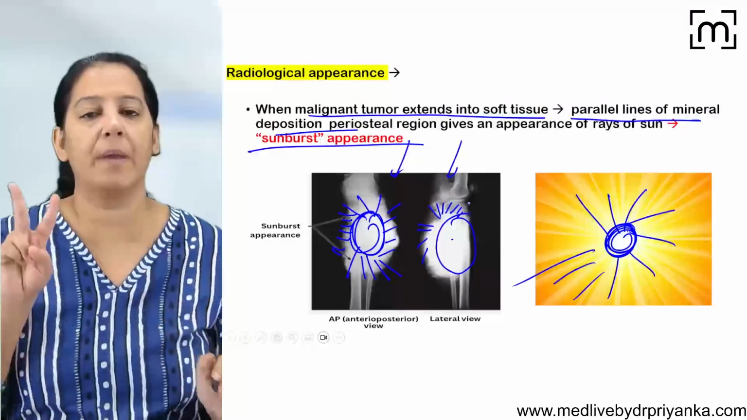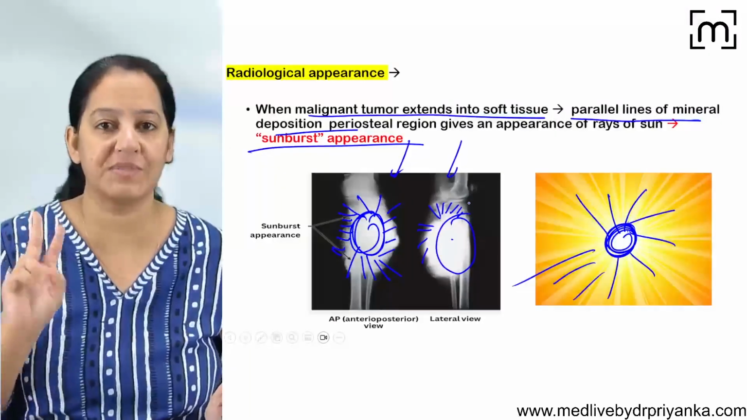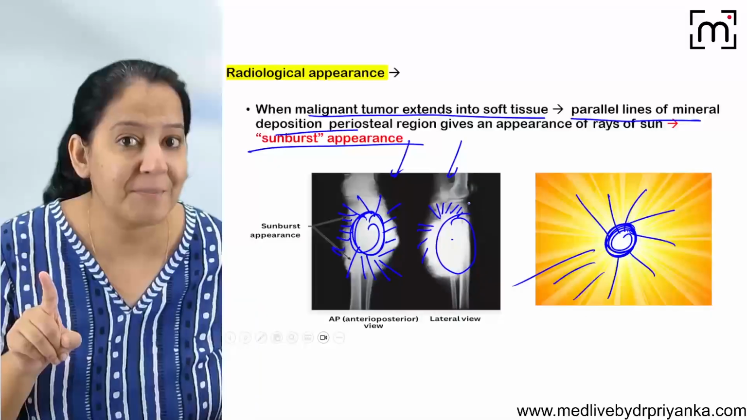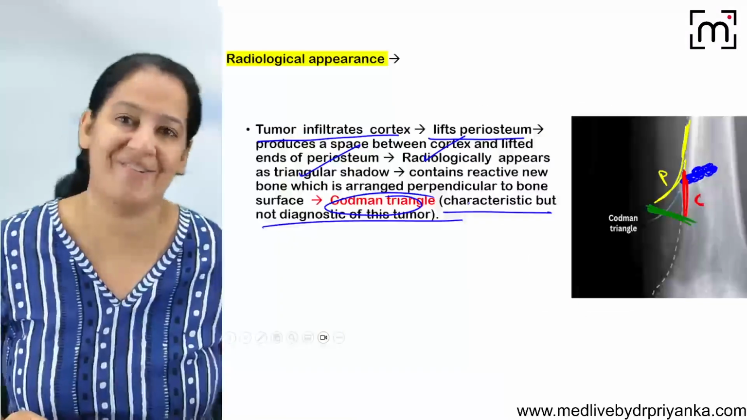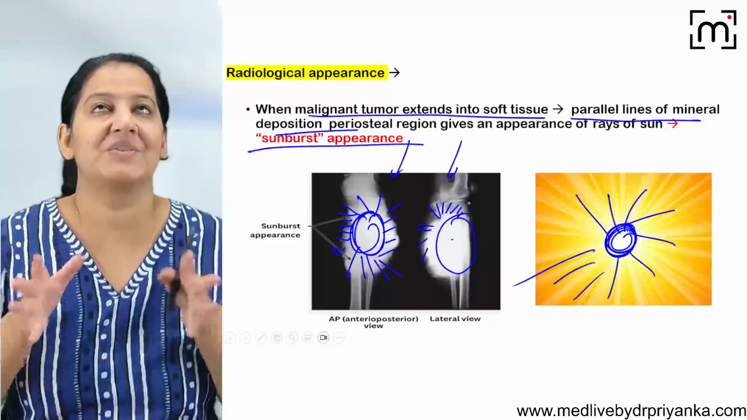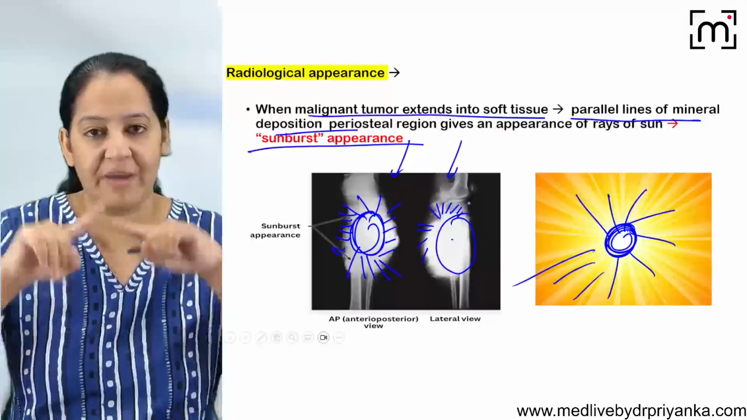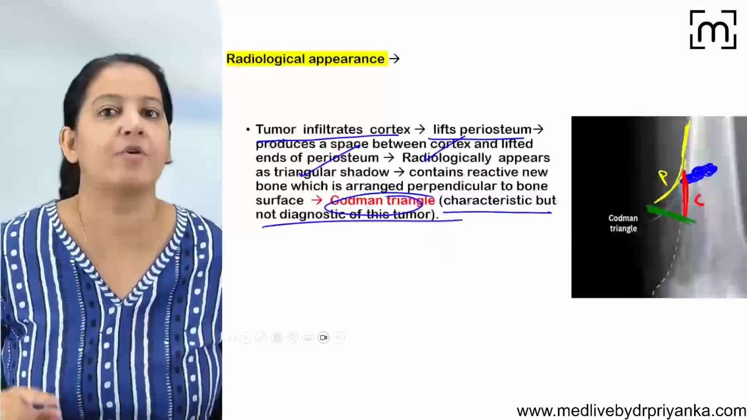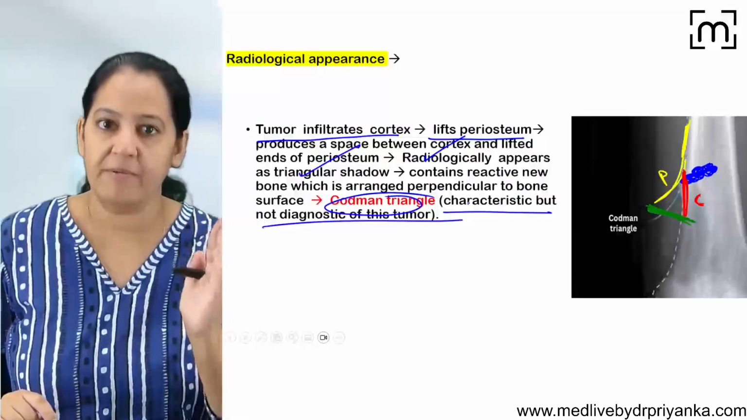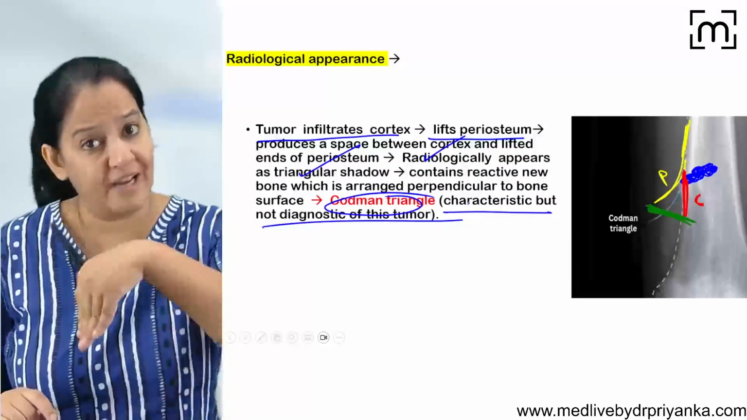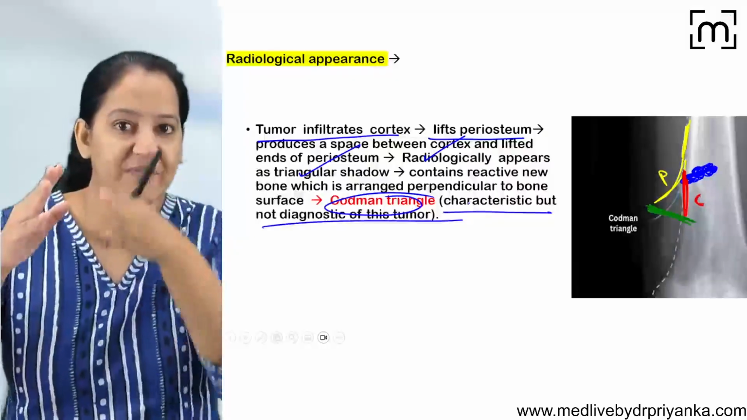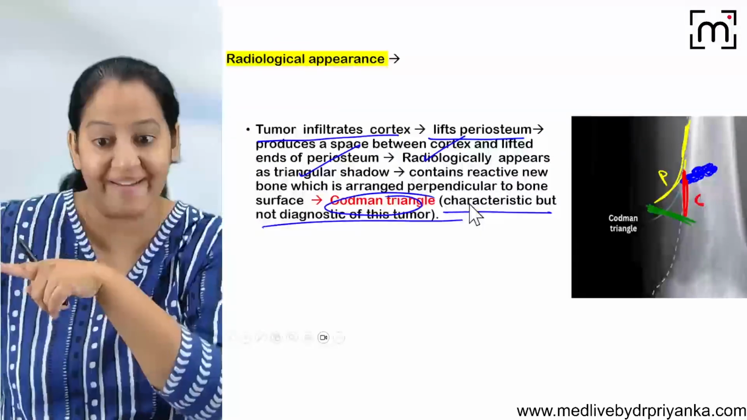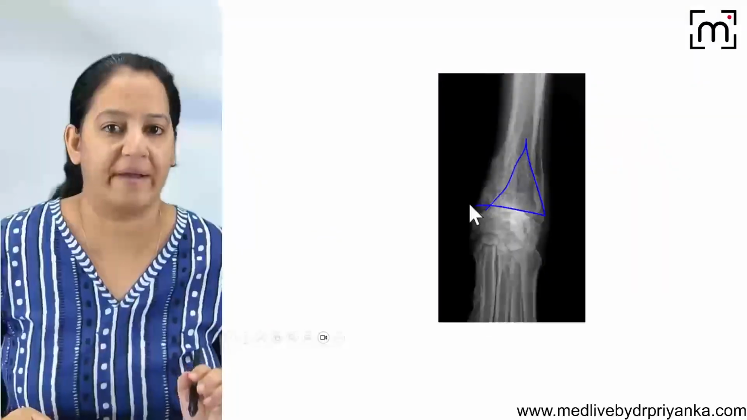So learn the two important radiological features of osteosarcoma. One is sunburst appearance, and second is Codman triangle. Sunburst appearance is due to the spread of the tumor in the soft tissue, giving parallel lines of mineralization in the soft tissue. And Codman triangle: when the tumor starts from the medullary cavity, it grows and lifts the periosteum. So there is a space between the cortex and the periosteum in the form of a triangle. It is known as Codman triangle.